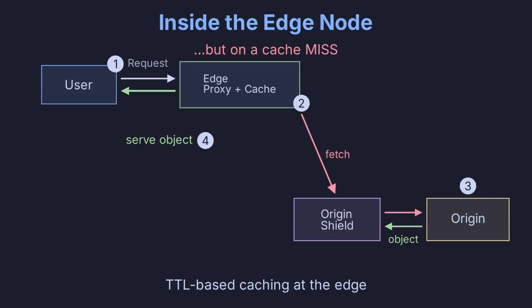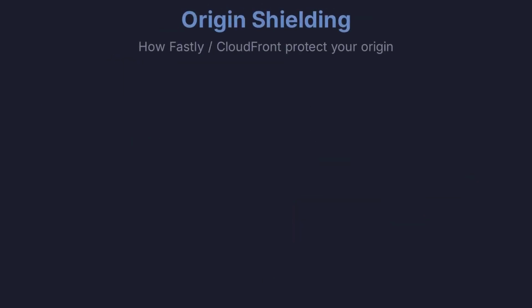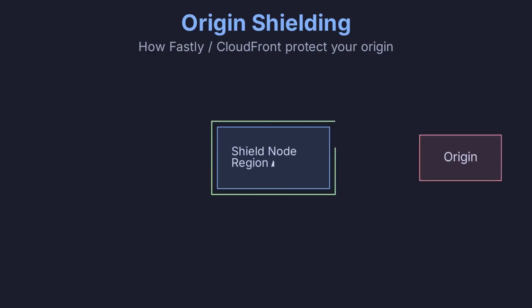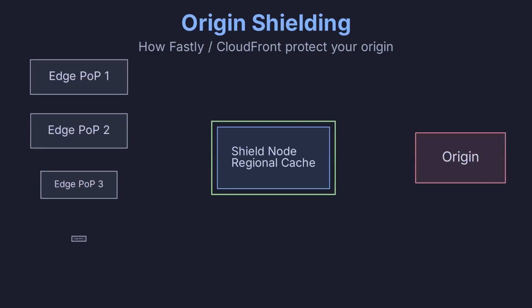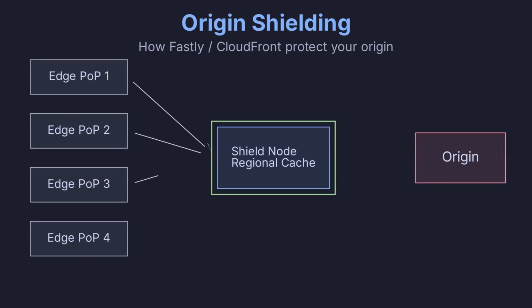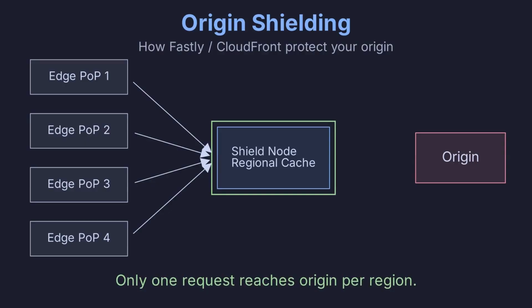On a miss, the edge forwards the request toward the origin, but that journey often passes through an intermediate layer called an origin shield. Origin shielding inserts a regional cache between the edge and your origin. Instead of dozens of edge servers each independently fetching the same missed object from origin, they all request it from a designated shield node, a larger cache in the same region. That shield then fetches from origin only once.